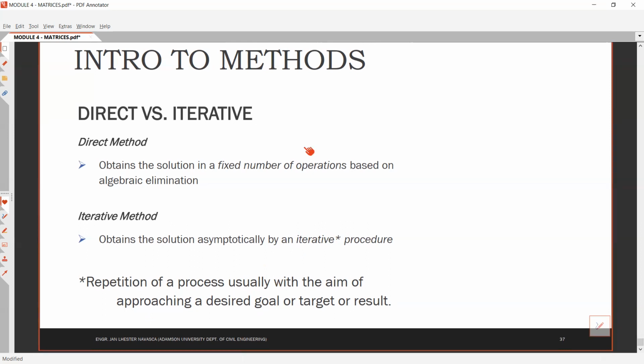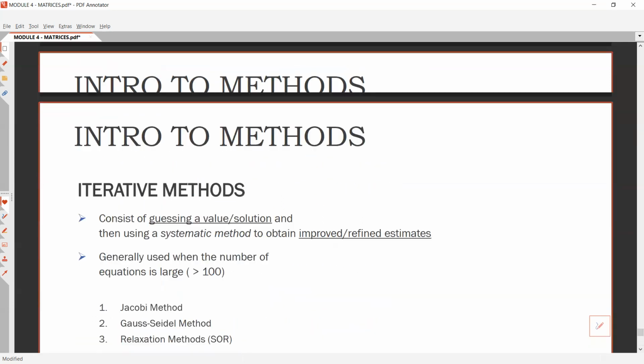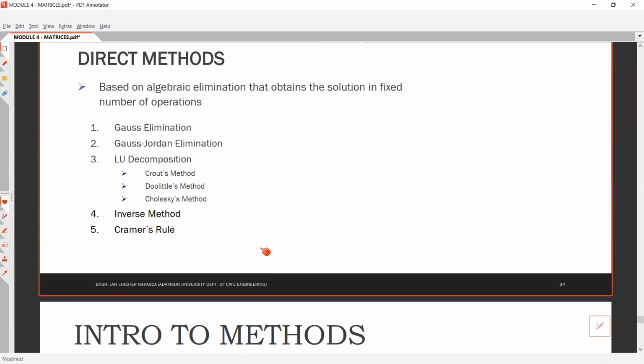So any questions? Okay, wala. Okay, so next meeting we will discuss direct method. Okay, meron tayong 5 direct methods. We have the Gauss elimination, Gauss-Jordan elimination, LU decompositions. We have the Crout's, Doolittle's, and Cholesky's method. We have the inverse method and the Cramer's rule.